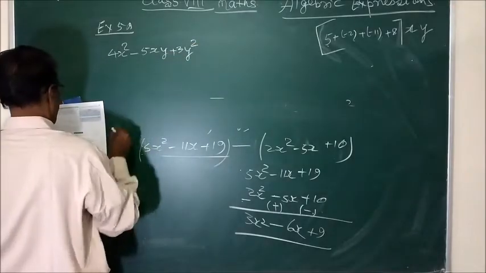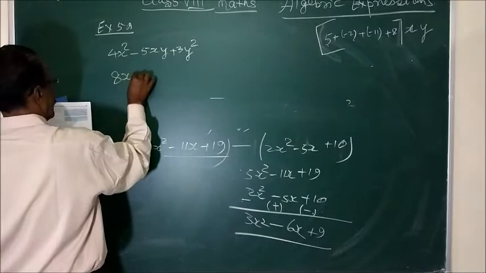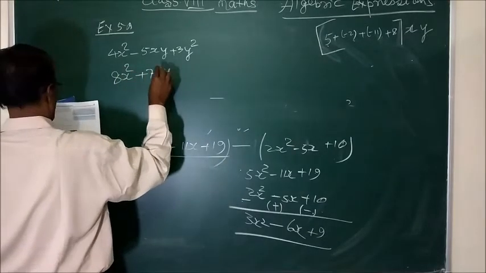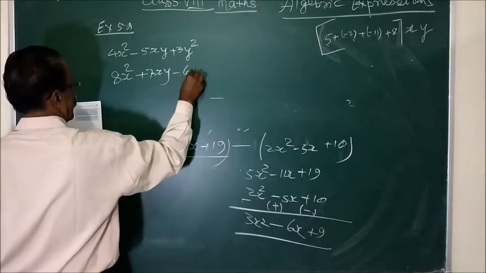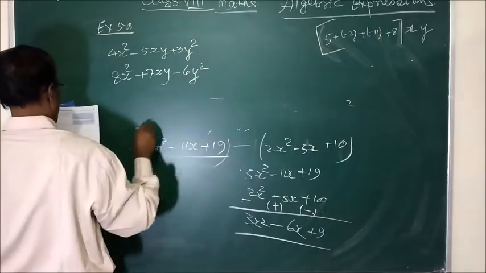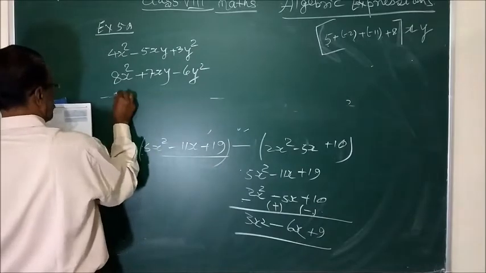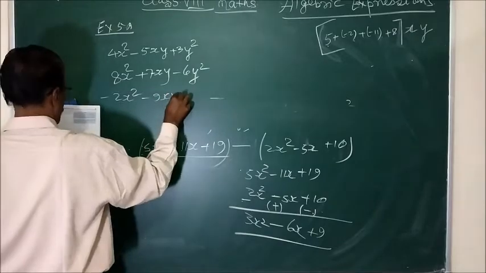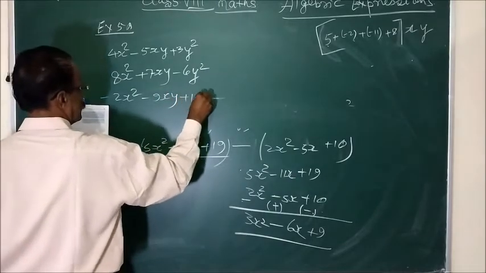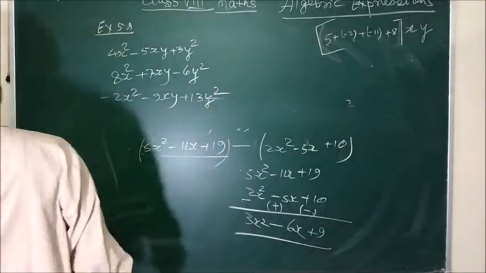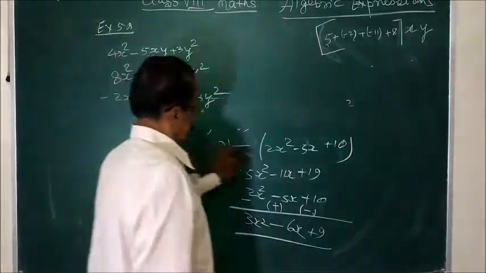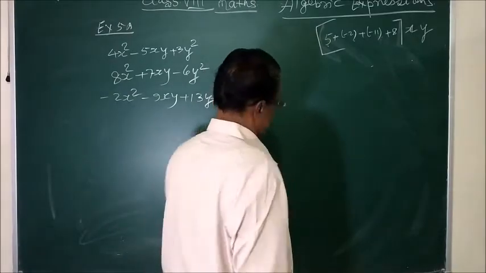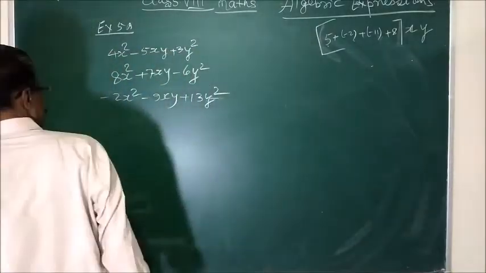First expression. 8x squared plus 7xy minus 6y squared. And third, minus 2x squared minus 9xy and plus 13y squared. I am explaining the sum of these algebraic expressions by column method, as you have learned in case of subtraction.